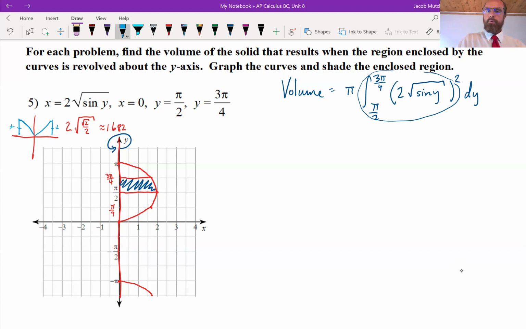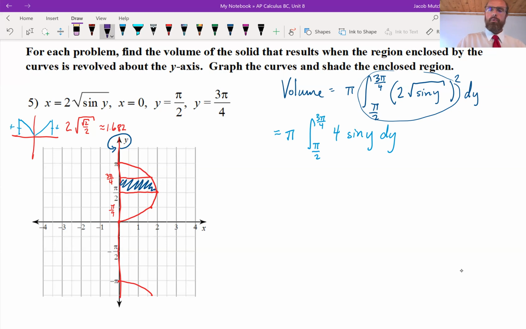All right, so at that point, we're going to write pi. And we'll go ahead and simplify the integral before we actually integrate. So it's again pi over 2 to 3 pi over 4. The square is going to make the 2 double to 4. It's going to cancel the square roots, and so we're left with sine of y dy. And now we're ready to integrate.